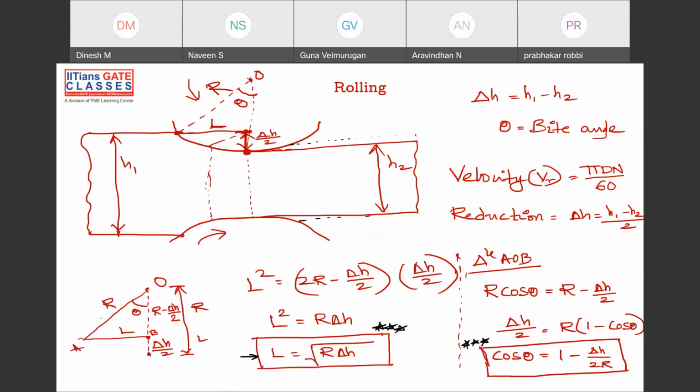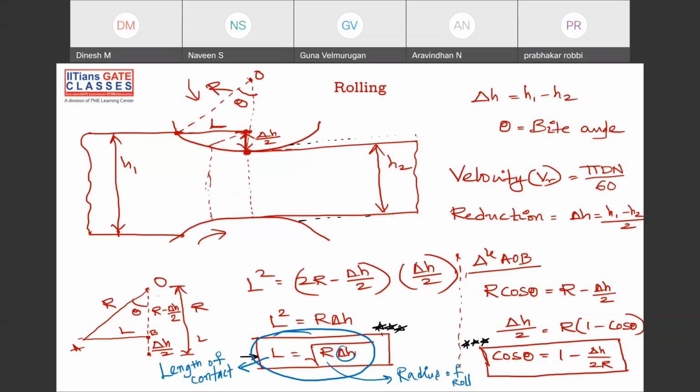Okay, so now let's do some calculations. Let's not go into derivations. I'll tell you some important formulae. That's it. The first important formula that you have to remember is this one: L is equal to under root R delta H. So let me tell you what these are. This is nothing but the length of contact. And this is the radius of roll.